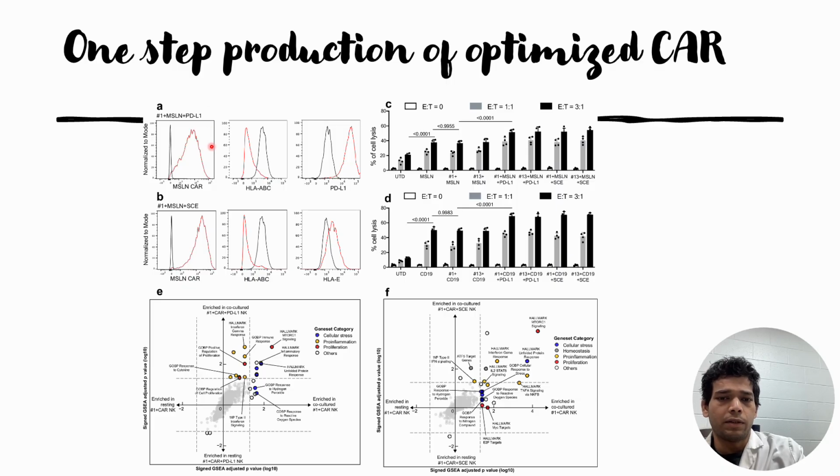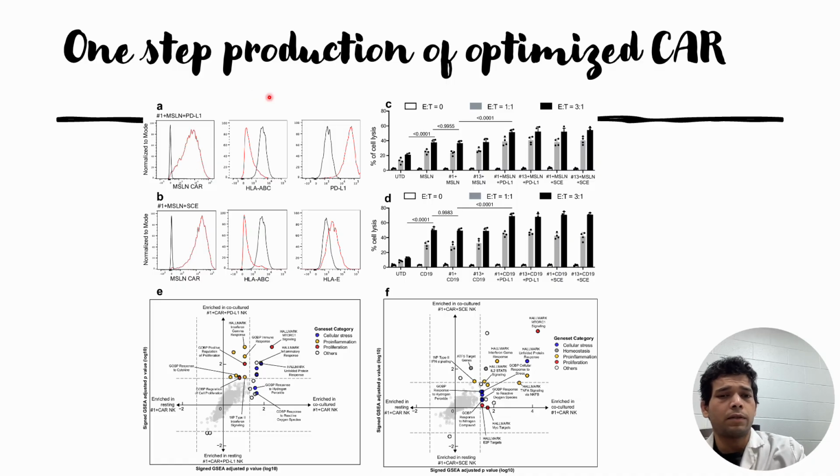their MSLN CAR, and at the same time they also have suppression of HLA-ABC and the overexpression of PDL1 or HLA-E, which they transduce using SCE. And here the results are shown only for this MSLN CAR, but in the supplemental figures they might have shown the results for the CD19 CAR.